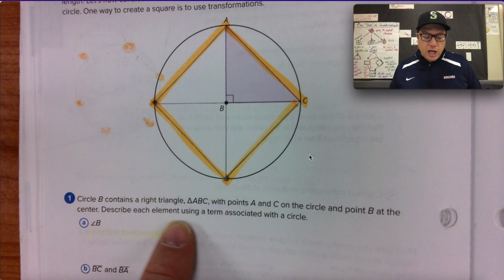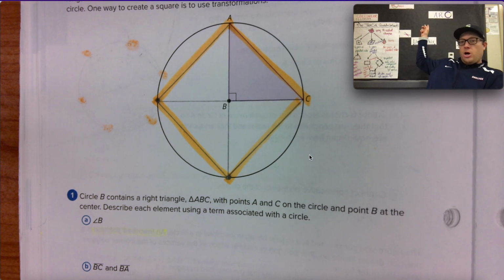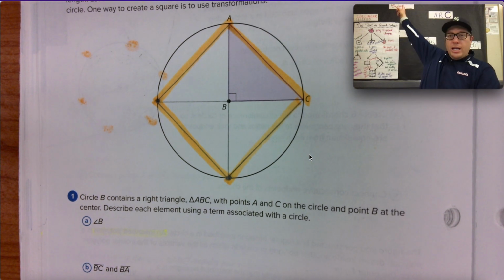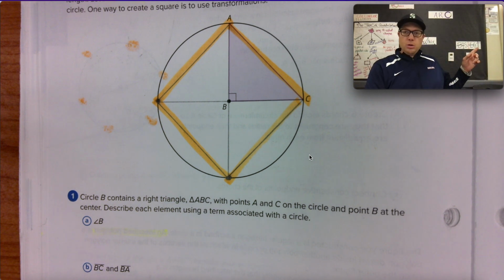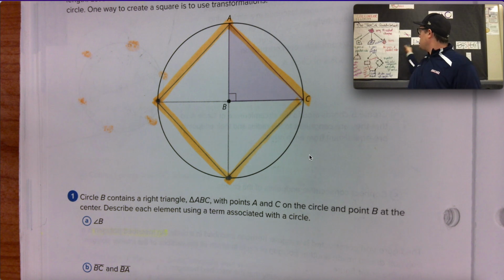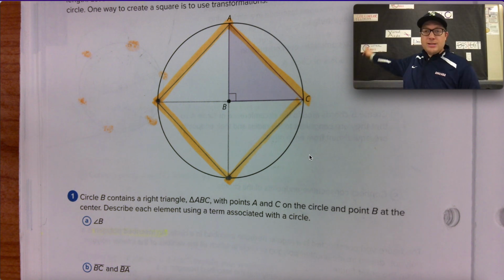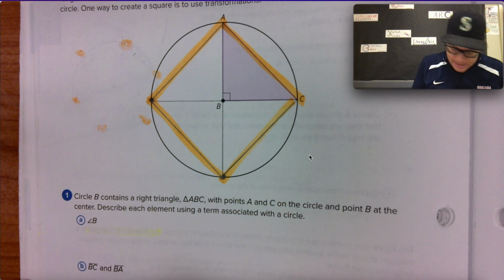So describe each element using a term associated with the circle. So first of all, they're on an arc, and they're creating, well, not an inscribed, but a central, one of these words up here is a central angle. It's probably actually underneath the poster. There it is. They are creating a central angle. So angle B is a central angle.